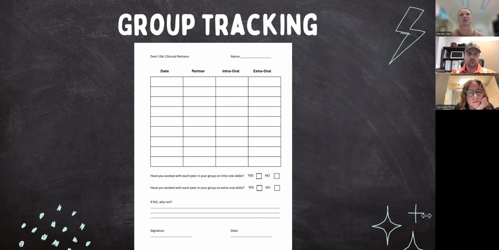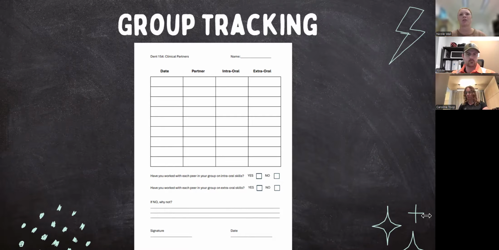So essentially, each student would receive a form just like this one on the slide. For each day that they're in clinic, they're to write down the date, who their partner is for the day, or if they're working on their own, in that case, they can write NA or not applicable, as not all clinical work is partner work. Then they must determine whether they are working with this partner intraorally, or in the mouth, or extraorally, so outside of the mouth, or there are days where they do both.